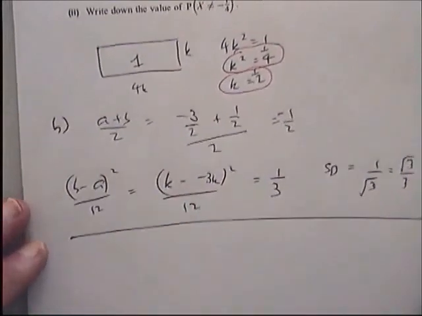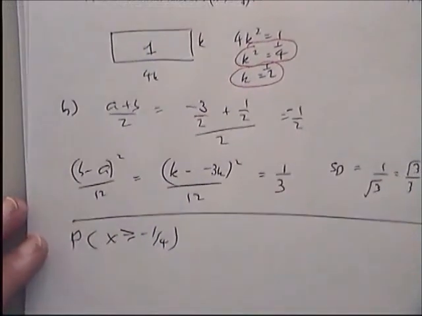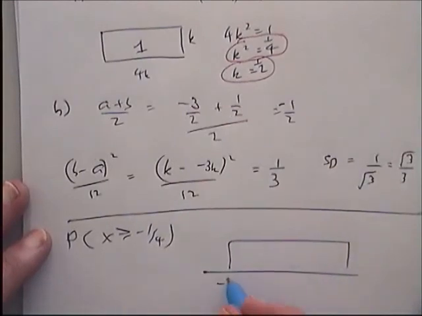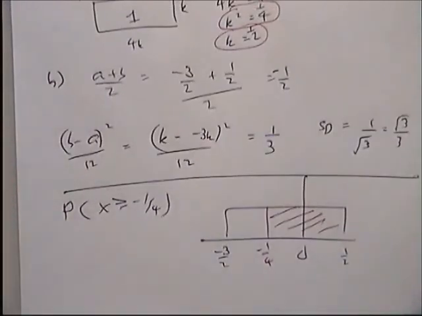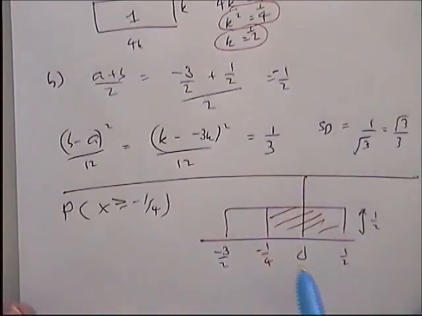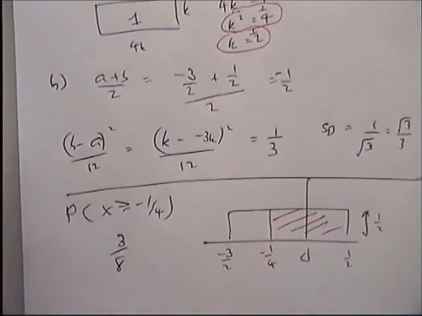Part C, probability x is greater than minus a quarter. I'm just going to draw that graph again, because I now know that's minus 3 over 2. That's a half. I have 0 there, and I've got minus a quarter here. So I'm interested in that rectangle. k is a half, so I know that height there is a half. So the width of this is 3/4, height is a half. 3/4 times a half will give you the area, and that is 3/8. And they gave 2 marks for that.